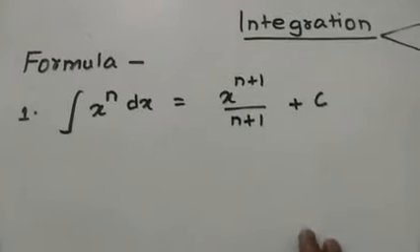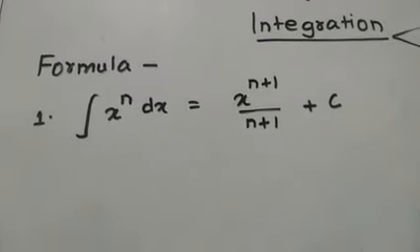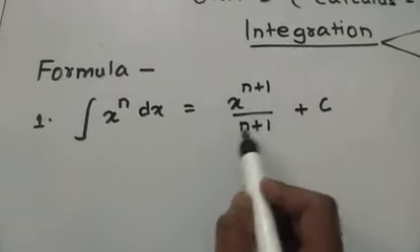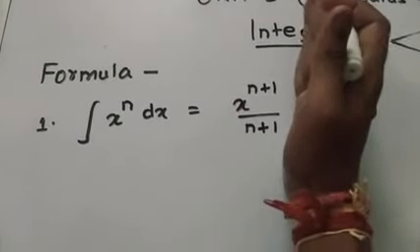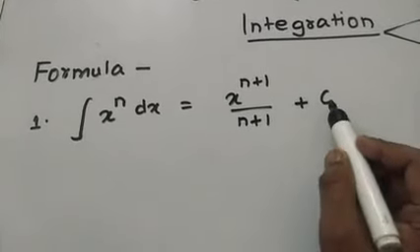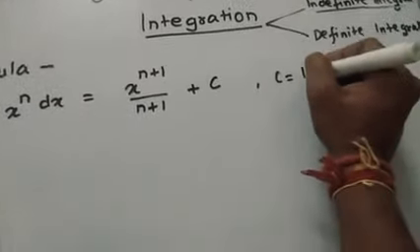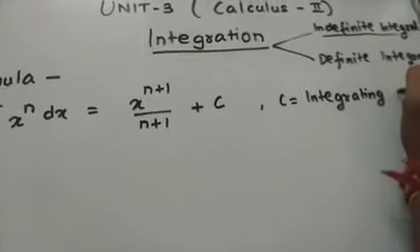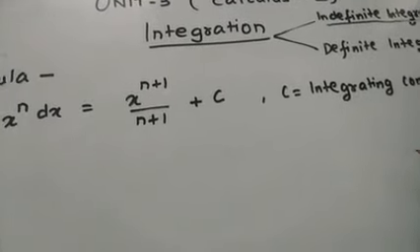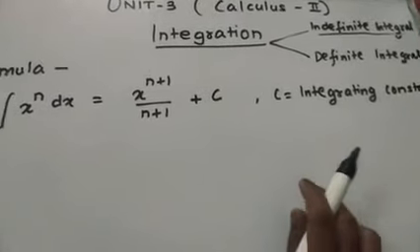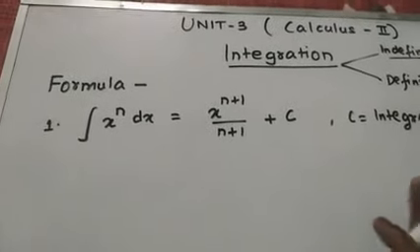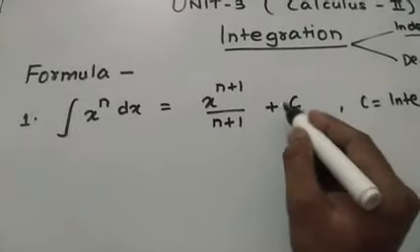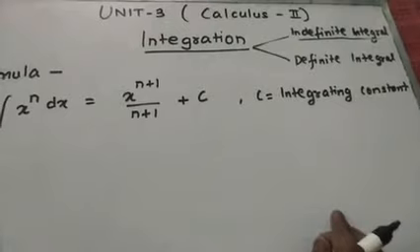So now come to this top formula. Formula number 1, integration of x to the power n dx equals x to the power n plus 1 divided by n plus 1. Up to this is the formula. Now plus c, where c is your integrating constant. You have to remember this, and you have to write this integrating constant in every step whenever you are solving the integration, and after writing the final result you have to mention plus c, where c is an integrating constant. Clear?